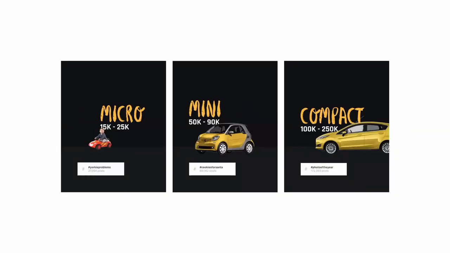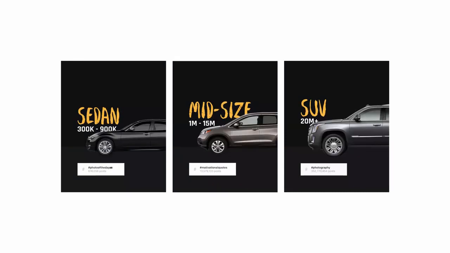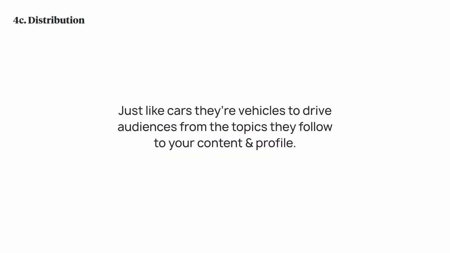Then you have the mini with 50K to 90K, compact 100K to 250K, sedans. Anything from medium onwards, I wouldn't even recommend touching, because again, you're going against 13 million different posts, right? Everyone's trying to get there. This is per day, so everyone's trying to get there. So just let this be your guide as to whether or not you should use it within your strategy. Just like cars, they're vehicles to drive audiences from the topics that they follow, whether it's Yorkie problems or how to cook amazing sweet potato pies, to your content in your particular profile.